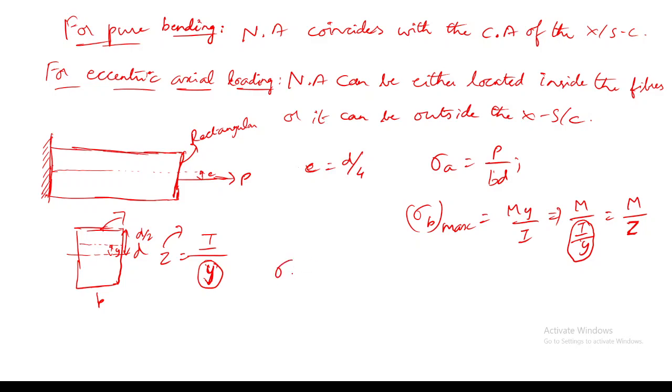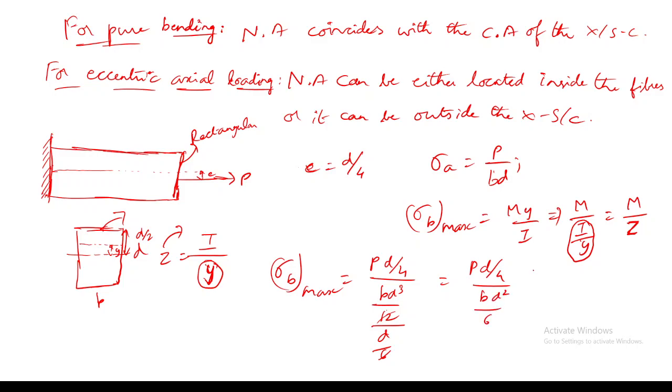Yes, sir. So sigma b max will be. Can anyone say what is the value of sigma b max? 3P by 2BD. Yes, so P into D by 4 is the moment, and BD cube by 12 divided by D by 2 will be the section modulus. BD square by 6, sir. Yeah, so it will be BD square by 6. 3P. Yeah.